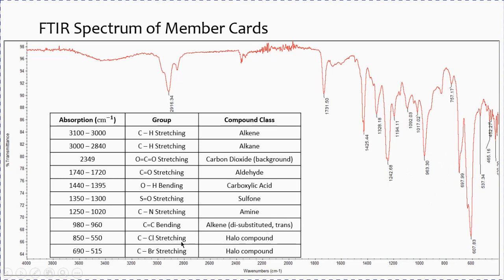The rest of the strong stretchings are representing the halo group of C-Cl. The reason I would say this is C-Cl instead of C-Br is because the maximum wave number for C-Br is 690, but the spike here has already exceeded this number. Nevertheless, there is a small bending found here with the reading of 537.34, which is under the range of C-Br.